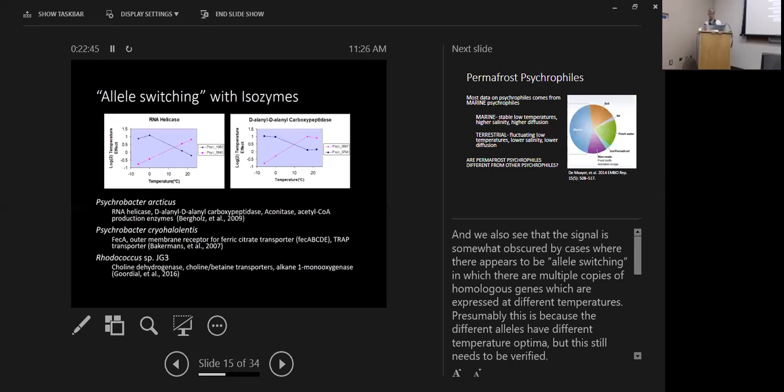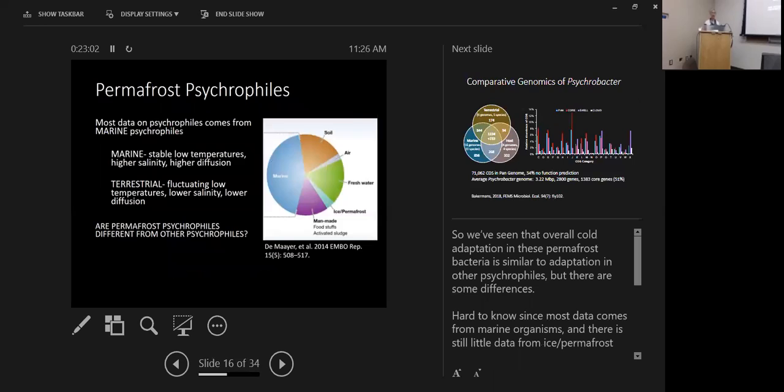Okay. So we see that overall, Psychrobacter kind of looks like other psychrophiles in terms of what it does for cold adaptation, but there are some differences. Allele switching hasn't been documented that much. The signature for amino acids is a little harder to pull out, and we're not sure why this is. We do know that most data on cold adaptation comes from organisms isolated from marine environments, and they do have different constraints there.